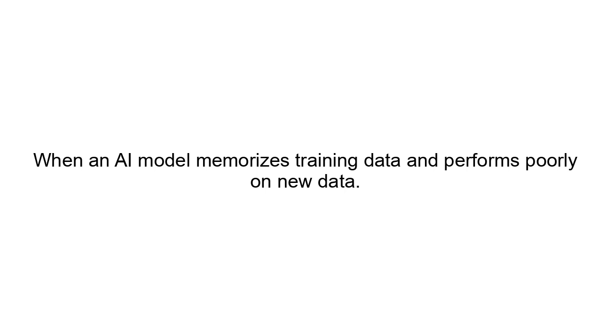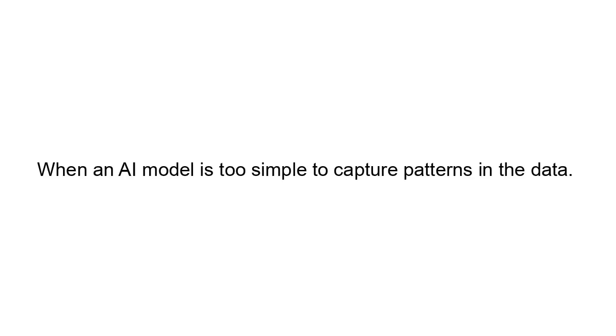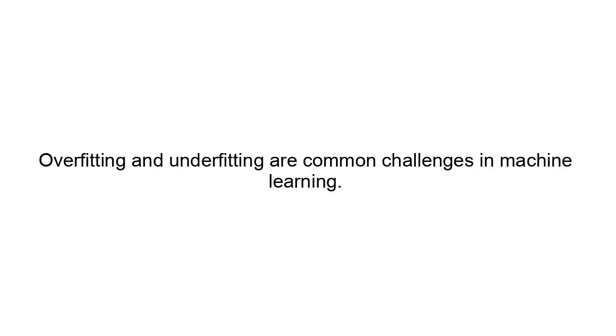Simple definitions. Overfitting: when an AI model memorizes training data and performs poorly on new data. Underfitting: when an AI model is too simple to capture patterns in the data.